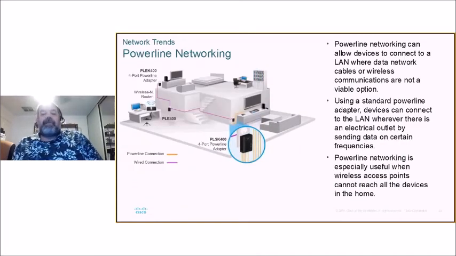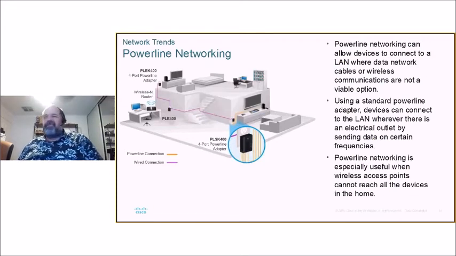Another option can be power line networking. And so instead of getting Cat6 cable run through your house, you can actually use power line networking. So it allows devices to connect to the LAN where data network cables or wireless communications are not a viable option. And so using a standard power line adapter, devices can connect to the LAN wherever there is an electrical outlet by sending data on certain frequencies. Power line networking is especially useful when wireless access points cannot reach all the devices in the home. And so it's quite a cool thing.